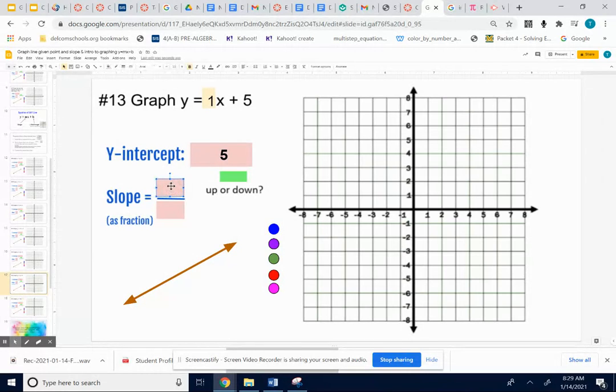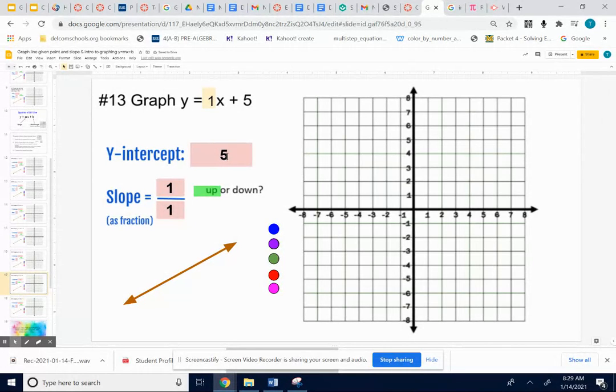Slope is a fraction. Just take that number and divide it by 1. Always put a 1 underneath the number to make it a fraction if it's not a fraction already. Okay, we're good to go. The y-intercept is 5. The slope is 1 over 1 as a fraction. Since it's positive 1 over 1, it's up 1 over 1 when you travel.